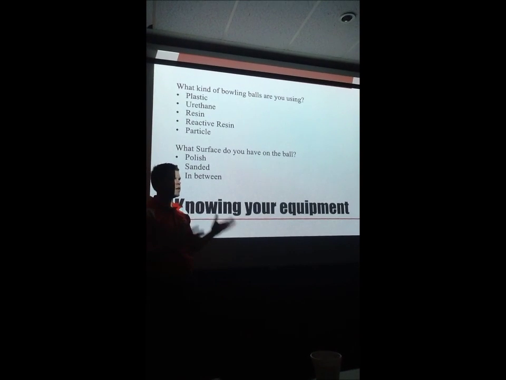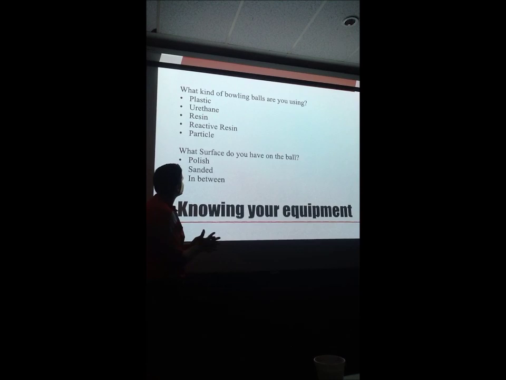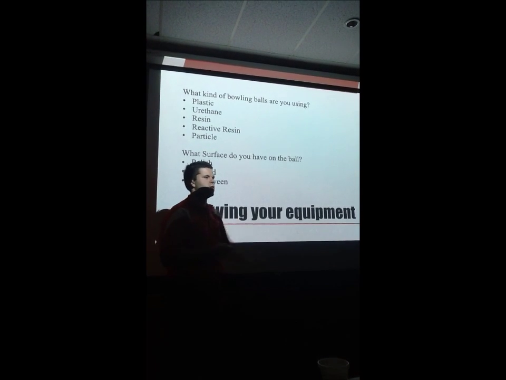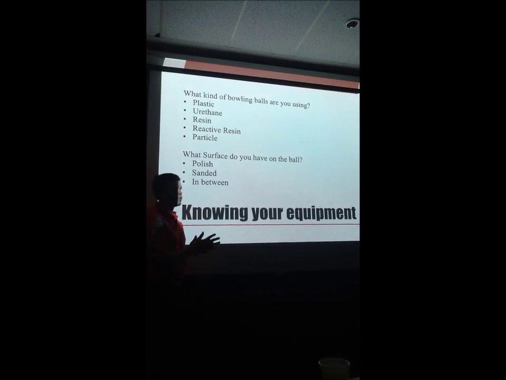10 years, 15 years in there. It was very popular, every bowling ball was made of urethane. Urethane is a pretty soft surface. It doesn't hook a lot. It kind of hooks early and kind of goes straight. Next one is resin. I bet 80% of your guys' bowling balls are resin.